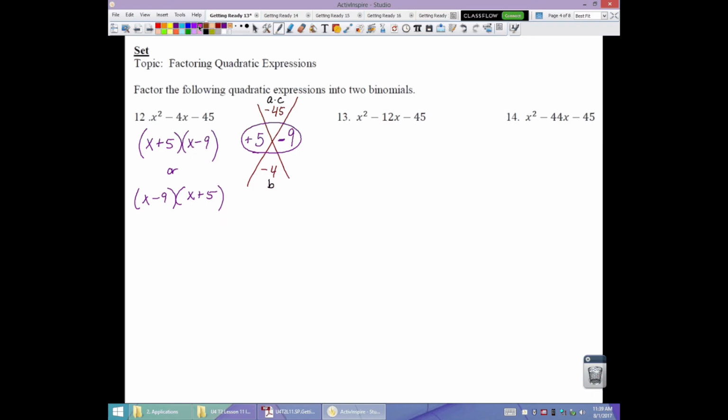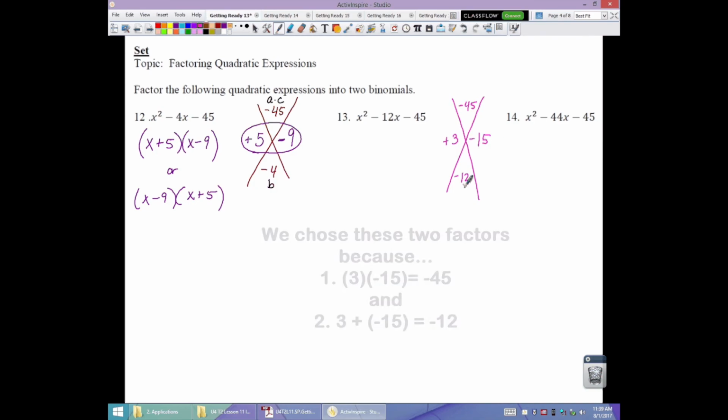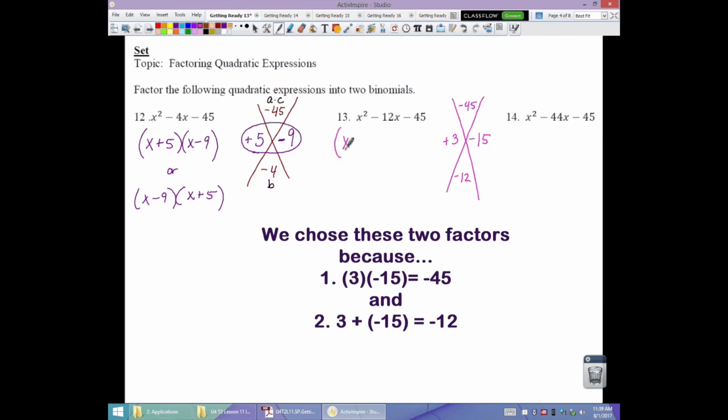All right, number 13, we have the same desired product, negative 45, but a different sum, negative 12. So now we need, again, a positive and a negative factor, but this time they need to be different by 12. So that's 3 and 15. I want positive 3 minus 15 to give me negative 12. So that's x plus 3 times x minus 15.